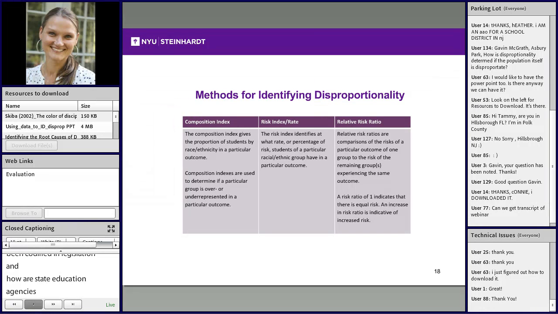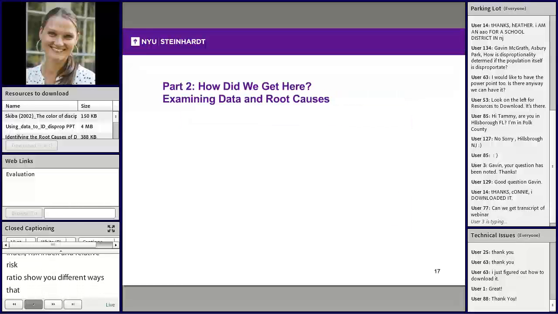There's three different methods really for identifying it. The method that you often see in policy, and the piece that I showed about the U.S. Department of Education, really relies on this relative risk ratio. And as we go through the slides, I'm going to show you examples of how the composition index, the risk index, and the relative risk ratio show you different ways that disproportionality manifests. But I just want to lay it out here.